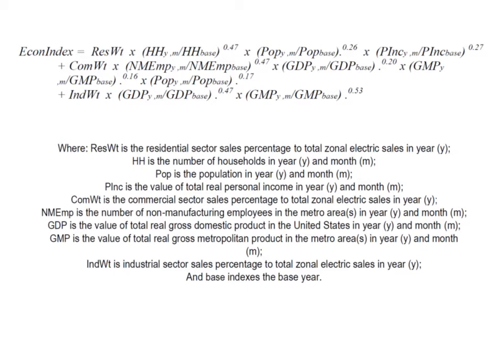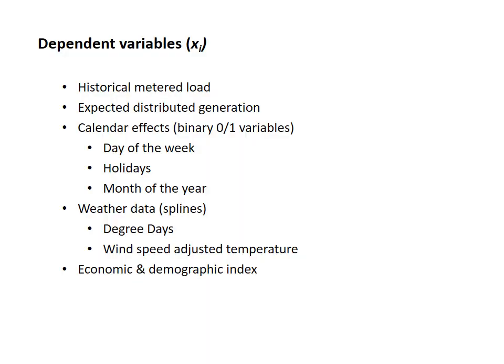And all of these, this economic index is probably fit to historical data based on some sort of regression, right? So, how important each one of these individual components of the economic index is, is itself this other separate model that has probably already been fit before. So those are all the dependent variables plus the economic and demographic index.